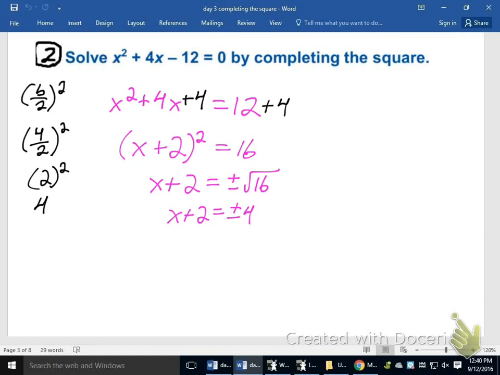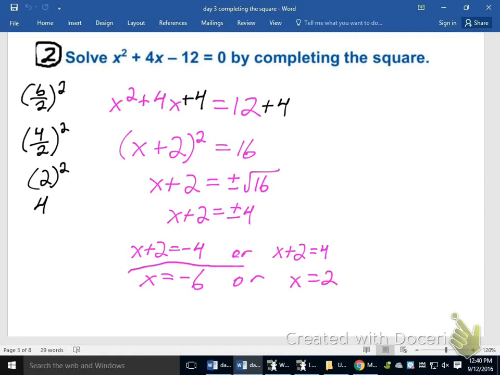Because it came out very pleasant like that, I'm going to go ahead and split it up into two equations. So x plus 2 is either equal to negative 4, or x plus 2 is equal to positive 4. And now I'm going to subtract 2 on both of those equations, and I get negative 6. Or, over here when I subtract 2, I get 2. And there's my two answers.